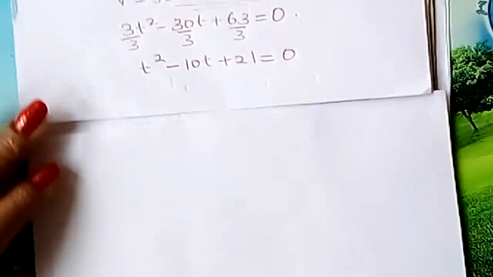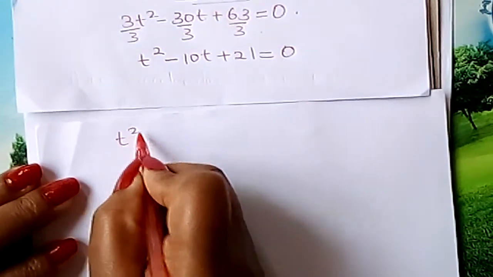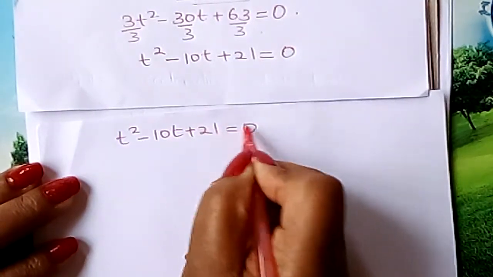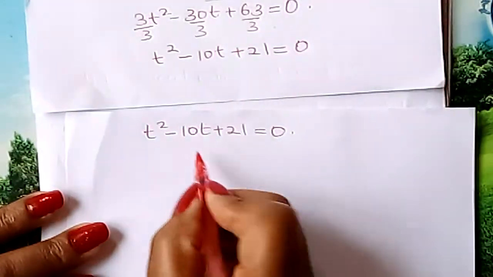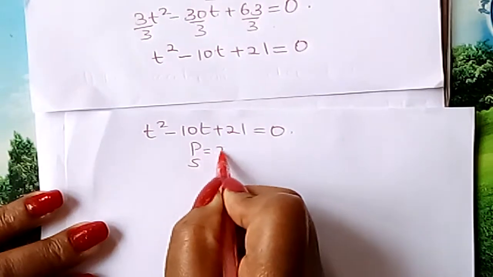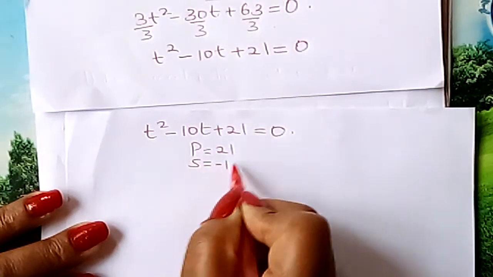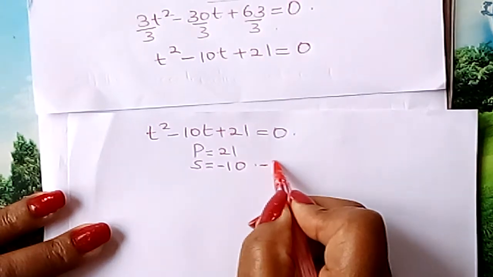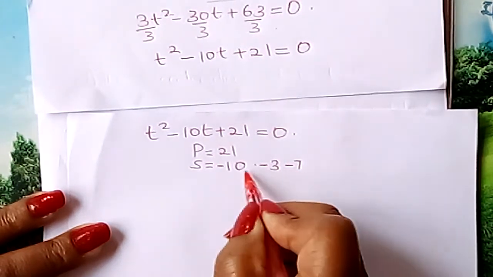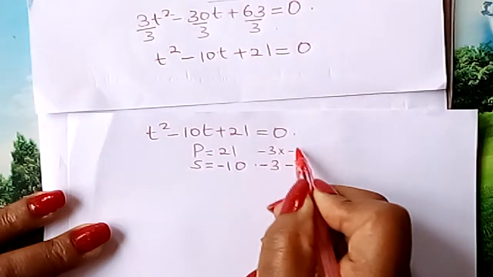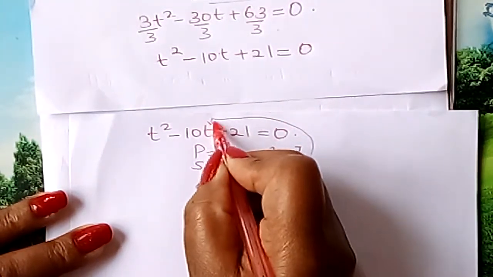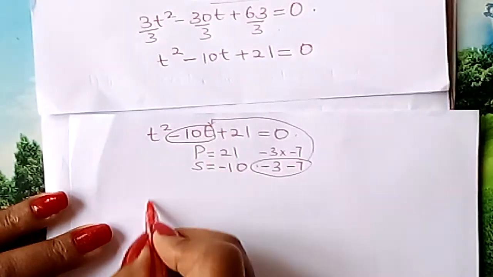So we solve this quadratic equation, learner, to get our time. So product and sum. Product is 21, sum is minus 10. What are these numbers? The numbers are negative 3 and negative 7. If you add, you get this. If you multiply, you get 21. So these are the numbers that we are going to fix here.